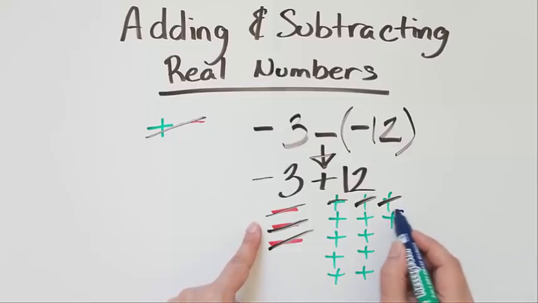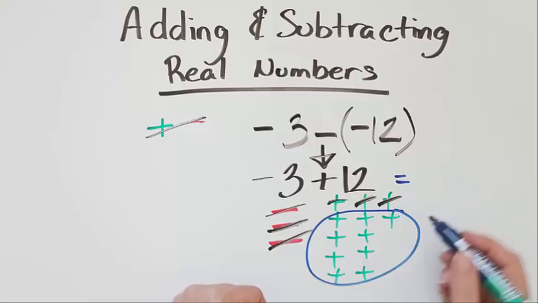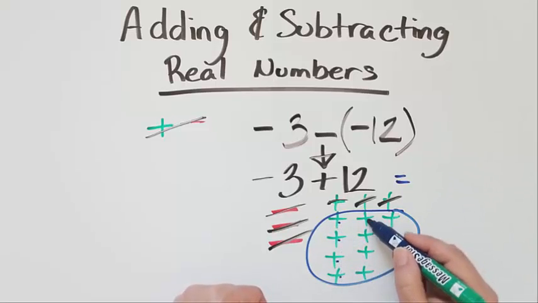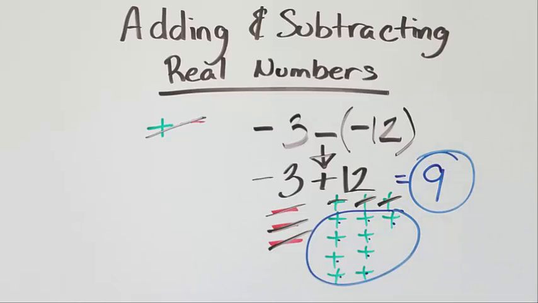I have all of these positive numbers left over. Since they're positives, my answer needs to be positive. 1, 2, 3, 4, 5, 6, 7, 8, 9. There are 9 positives left, so my answer is a positive 9.